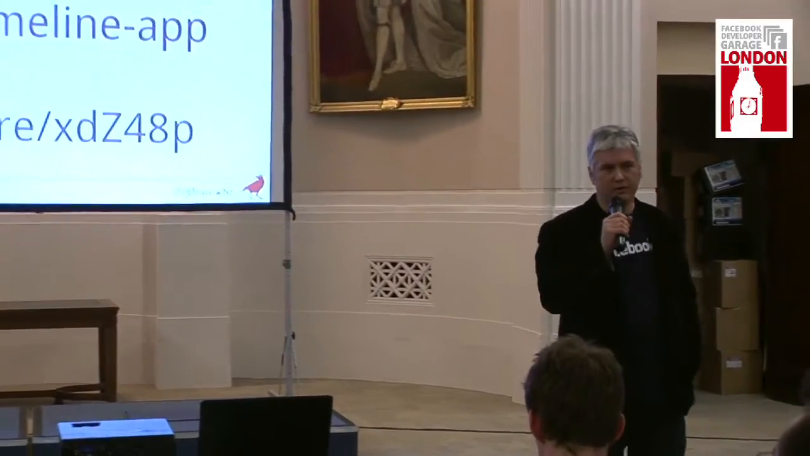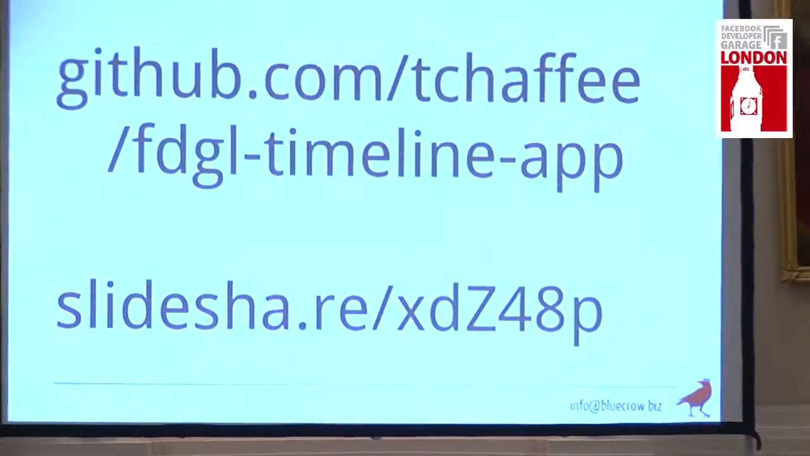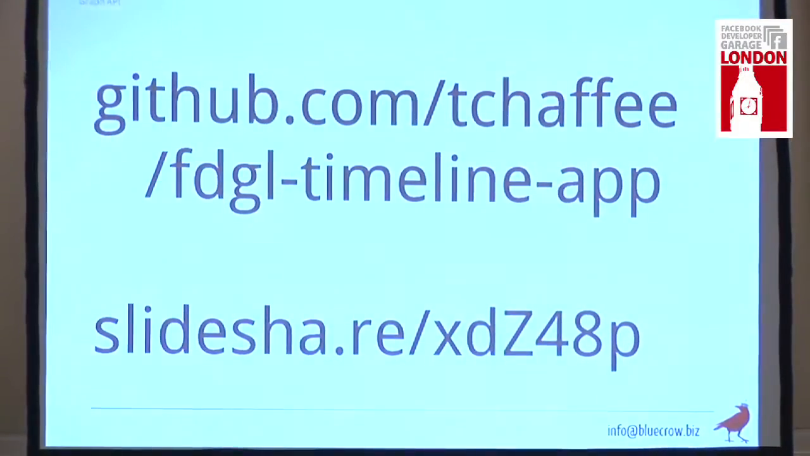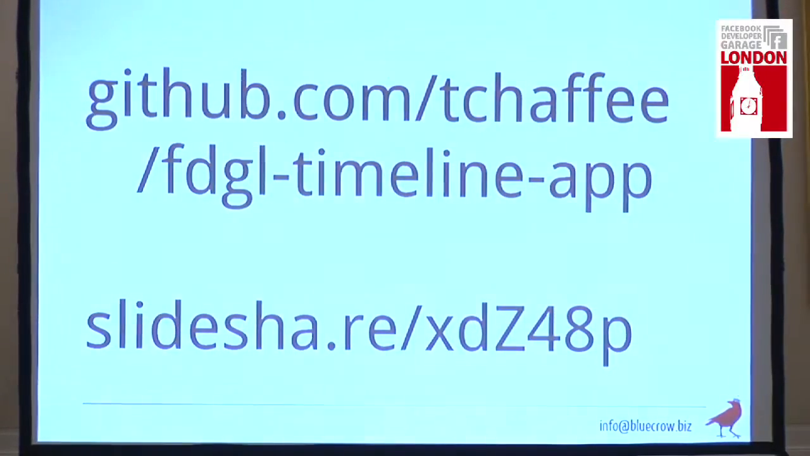I know sometimes code is tough to read up on screen. So if you want to look at the code, it's all published on GitHub at the address up there, Chafee, and then the FDGL timeline app. And the presentation is already up on SlideShare if you wanted to follow through on the slides.